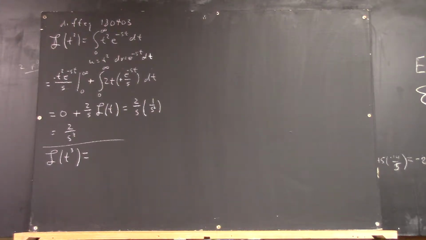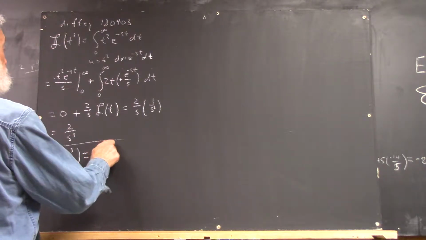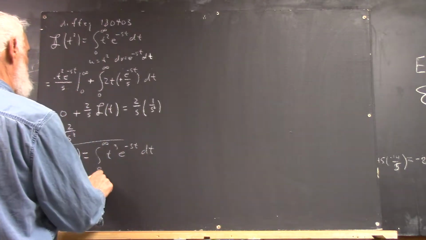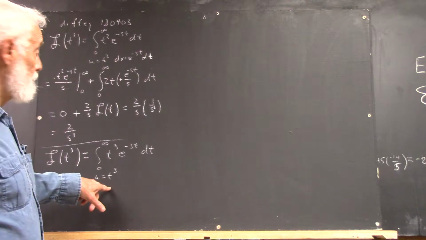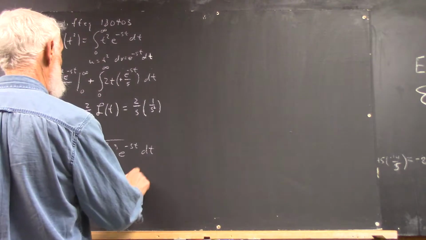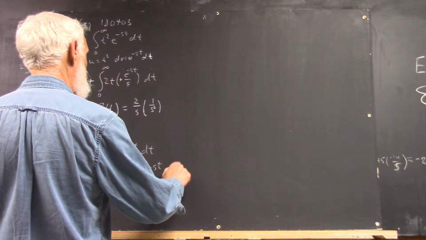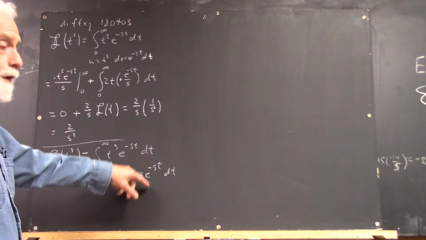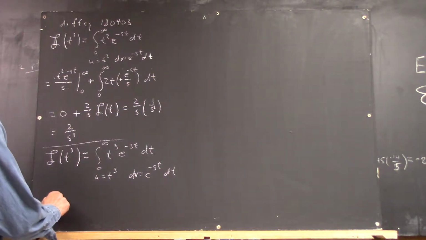Okay, hopefully you see how this works out, but it's just going to be the integral from 0 to infinity of t cubed e to the negative st dt. By letting u equal t cubed, you know that your integral is going to have a multiple of t squared. And by letting dv equal e to the negative st dt, you know that your integral is also going to contain v, which is negative e to the negative st over s.